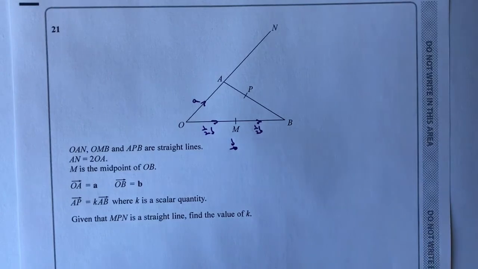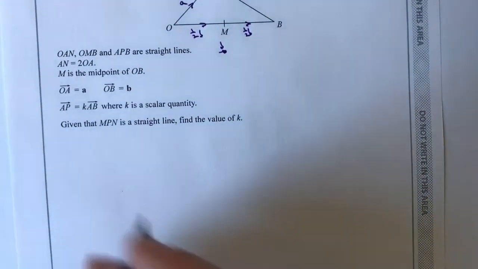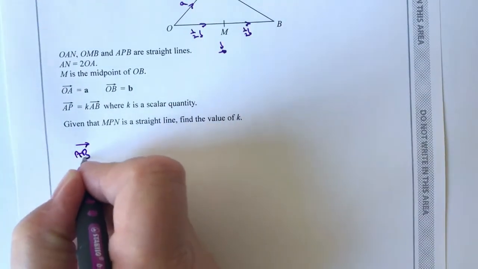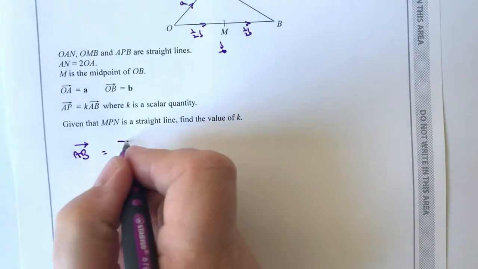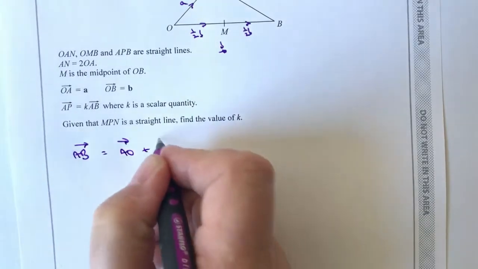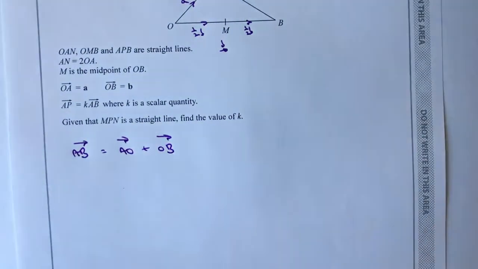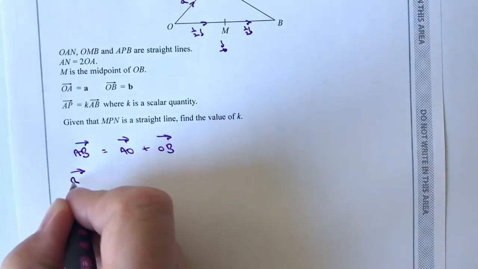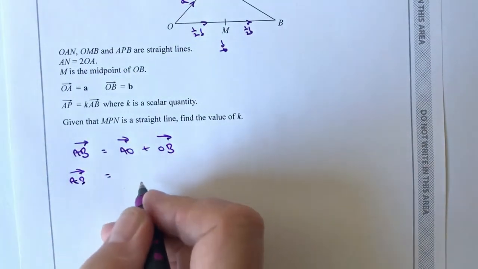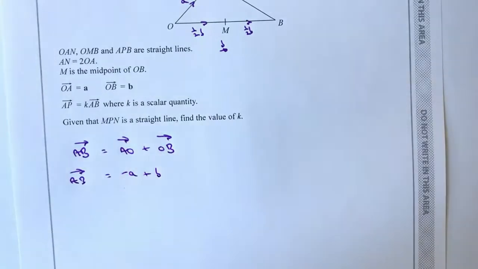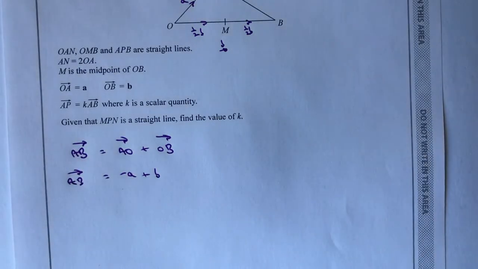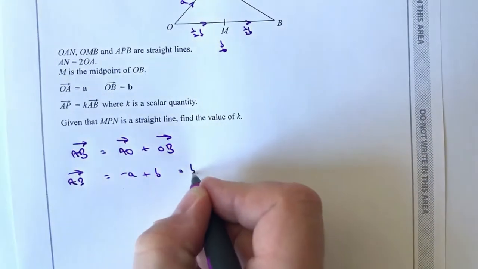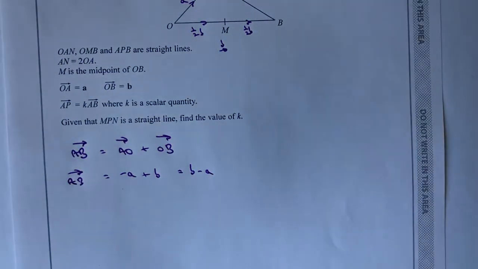So what I'm saying is that if I want to work out vector AB, okay, vector AB is going to be equal to vector AO plus vector OB. Okay, right, that's fine. So let's have a look at that. Well, that means then that vector AB is going to be equal to minus A plus B. Okay, hopefully that's all right for you. I'm actually going to change that to B minus A just because it's a little bit easier.